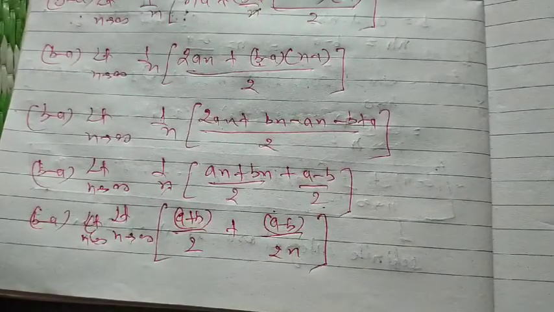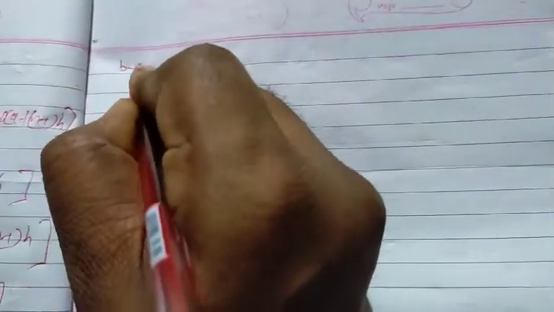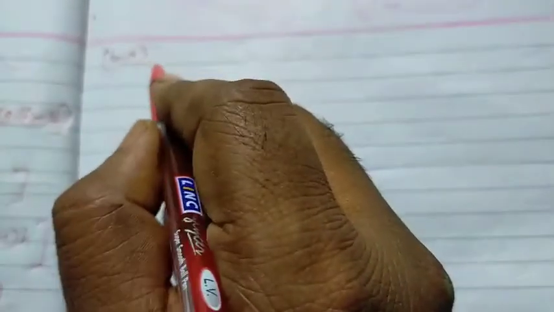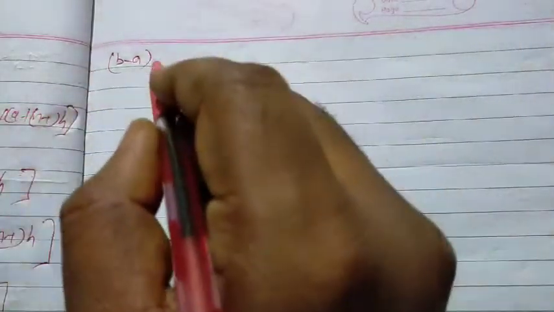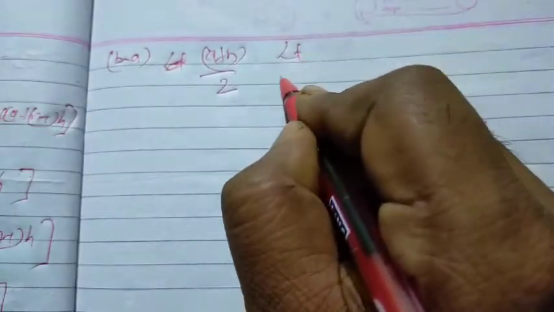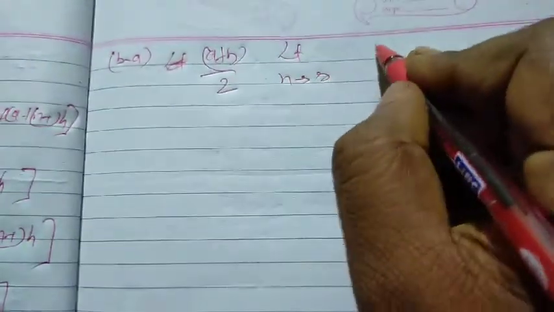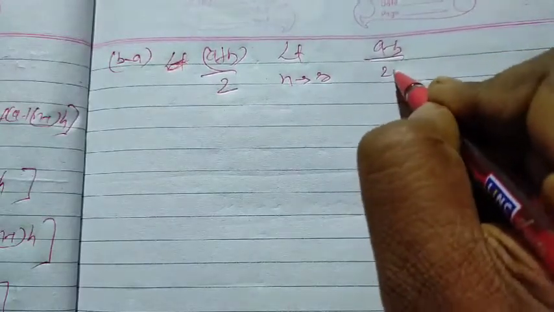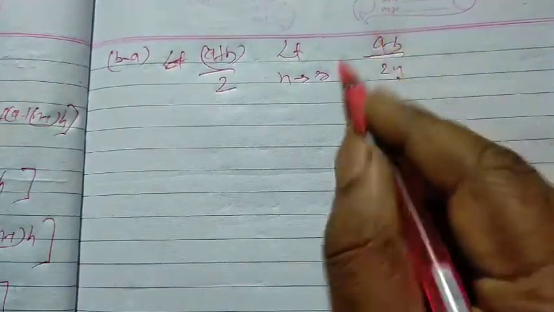Till here you understood. So next, see what we had got. b minus a limit, see this one will come out of the limit, a plus b by 2 came out of the limit, then inside the limit n tends to infinity, and a minus b upon 2n. n tends to infinity, so it will become 0.